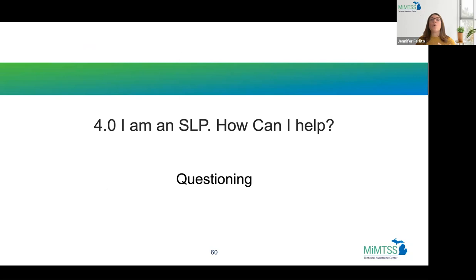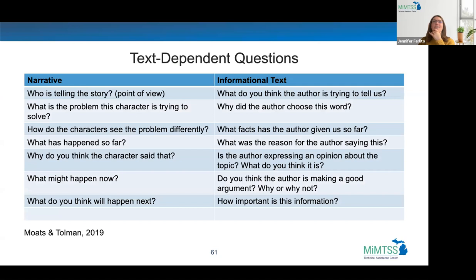So questioning. This is a big one. I feel like every single person in this room knows that we all have had IEPs and speech and language goals around questioning. We've written them. All of our students usually have this as a need.